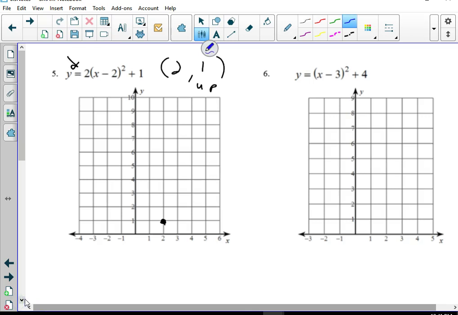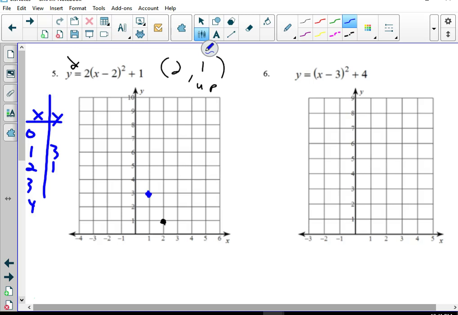Now, we know we need to make an xy table, obviously. But we always want to put our vertex kind of in the middle, right? And then we just count backwards, 1, 0, 3, 4. Count backward a couple. Now we're just going to plug the numbers in. And this is even quicker sometimes. 1 minus 2 is -1. Squared is 1, times 2 is 2, plus 1 is 3. So 1, 3.